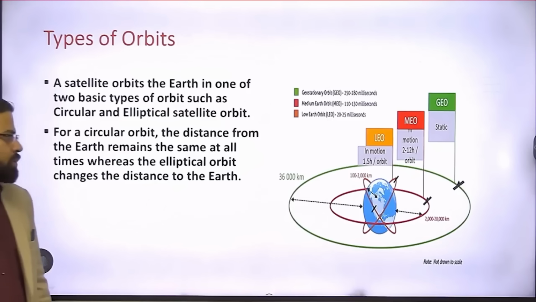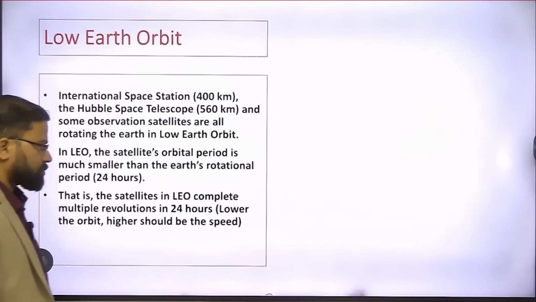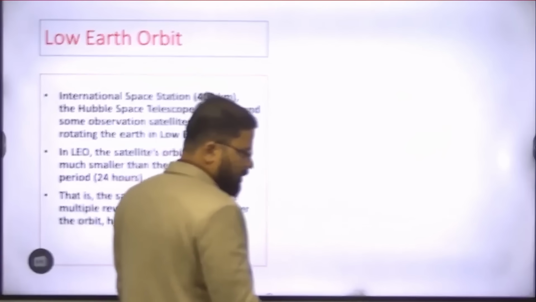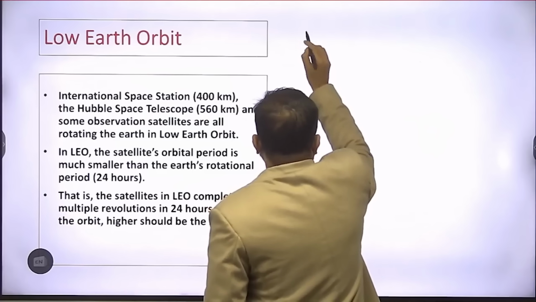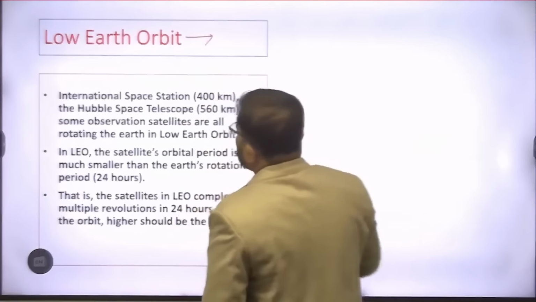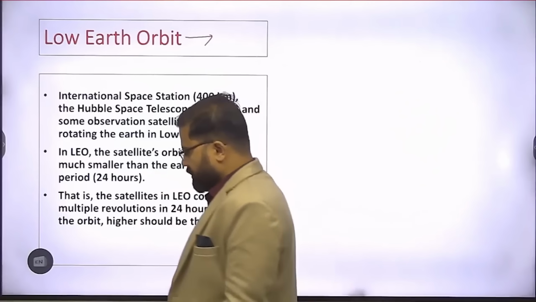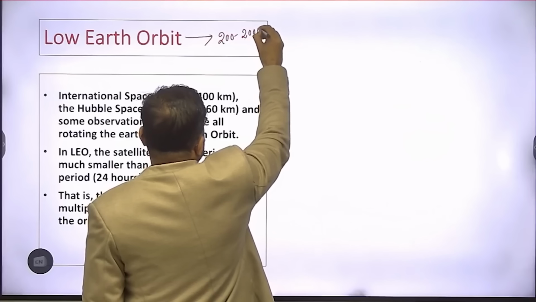And so the first is low Earth orbit. When you talk about the low Earth orbit, what is the range? It starts from 200 kilometers up to 2000 kilometers. Okay. Start from 200 kilometers to 2000. Is it okay?